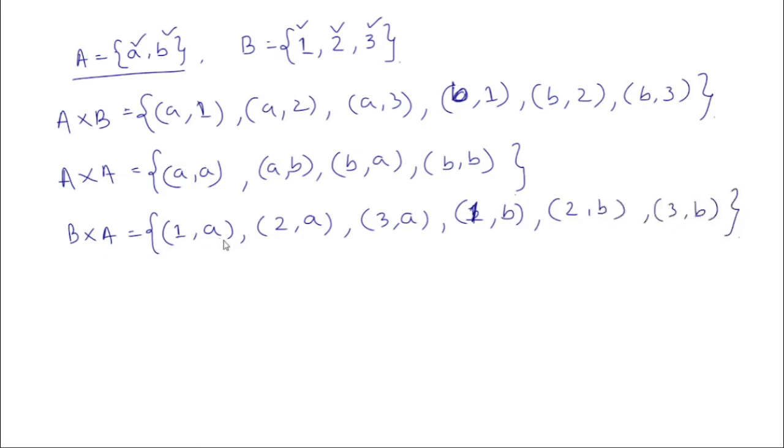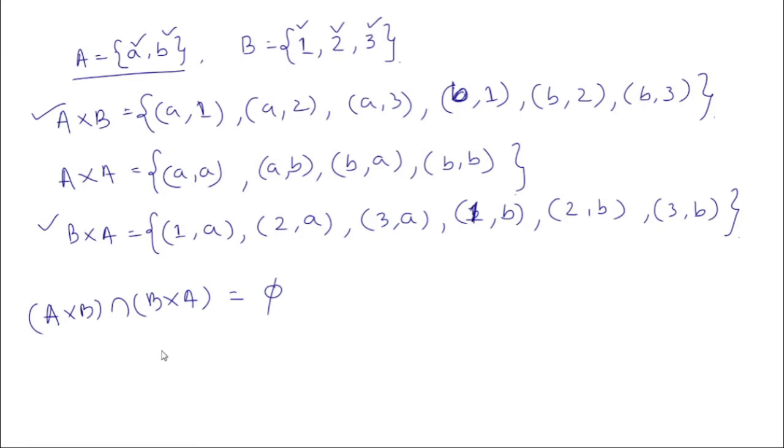This will be B cross A. You can see that A cross B and B cross A are totally different. Then A cross B intersection B cross A will be... Here you see, in this particular case, there are no common elements between A cross B and B cross A. So I can say that A cross B intersection B cross A will be empty (phi).